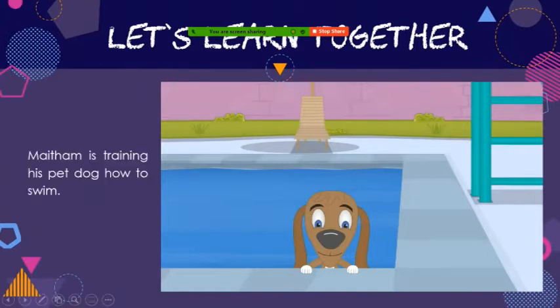Tom is training his pet dog how to swim. Do you have a pet dog at home? No? But I have a cat, teacher. You love dogs, right? Do you know that dogs are good swimmers? They can swim, and you can train them also to do other things. So Tom is training his pet dog how to swim.